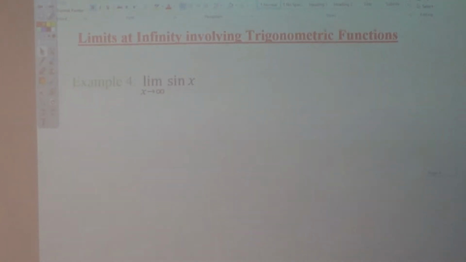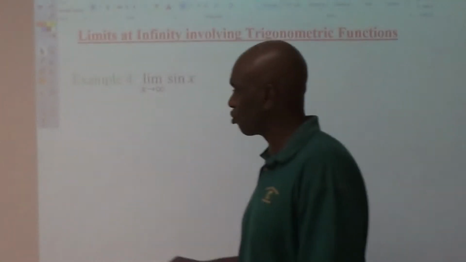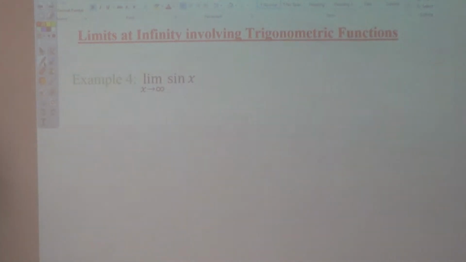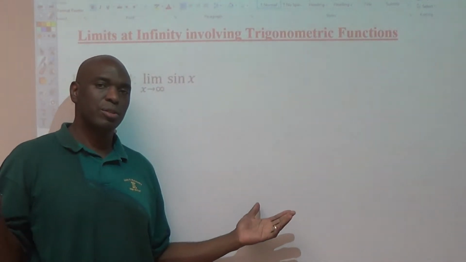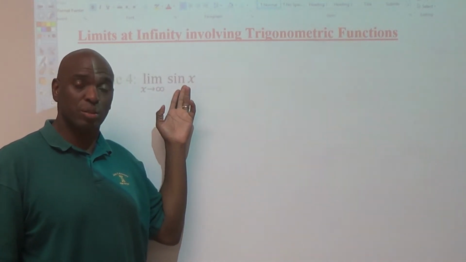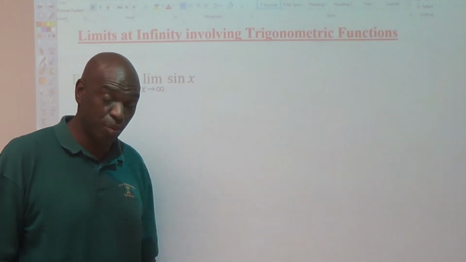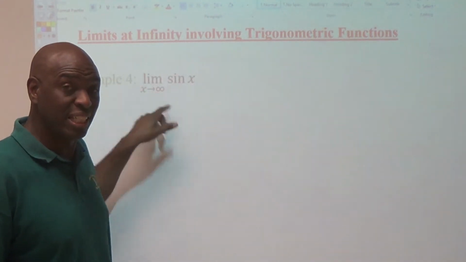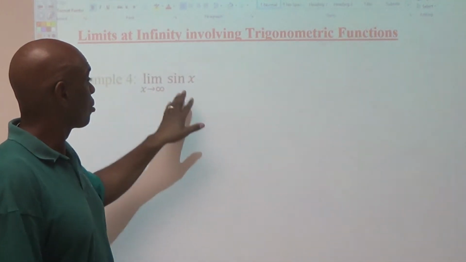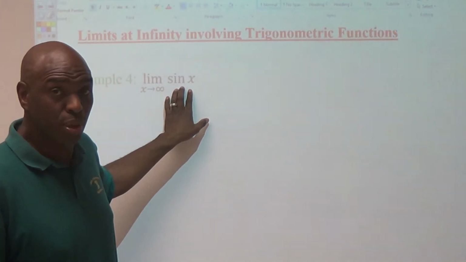Limits at infinity involving trig functions. As we go out into infinity, as x becomes infinitely large, what value does sine x approach? That's the point, in essence. As x becomes infinitely large, what value does sine x approach?